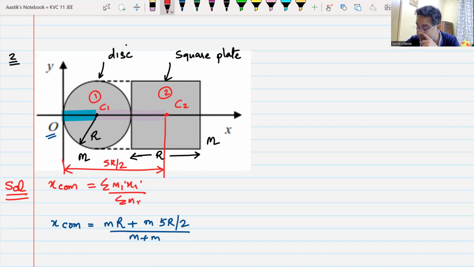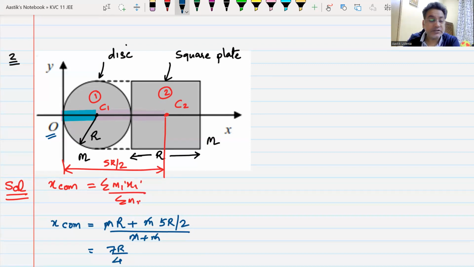This is the x position of center of mass. Whatever you get from here, what are you getting from here? M and m will get cancelled. What are you getting? 7r by 4, I think. That is the x position of the center of mass. Do we understand this? Yes, sir. What do we understand, sir?